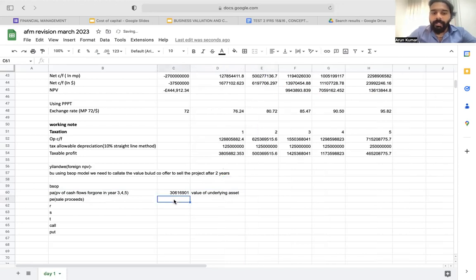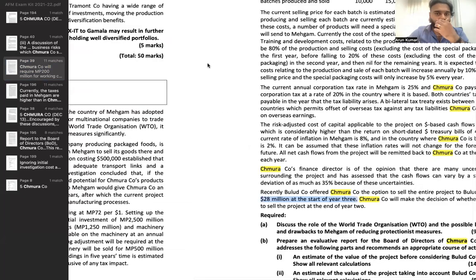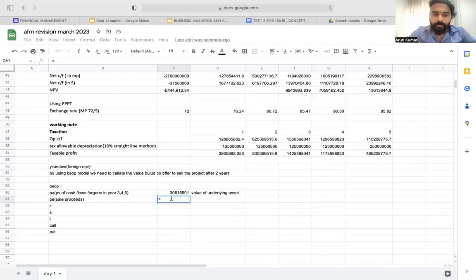So now what is PE? I said that it's the sale proceeds. Do you remember our sale proceeds? How much was the sale proceeds? It is 28 million. So that will be received at the start of year 3. So that will be considered as your sale proceeds.